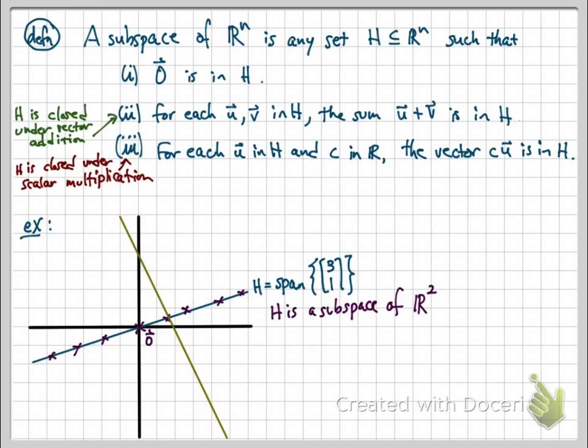Now let's consider this green line, K. If it fails any of the properties, it's going to fail to be a subspace, and maybe the easiest one to see is it's not a subspace because it doesn't contain the zero vector.